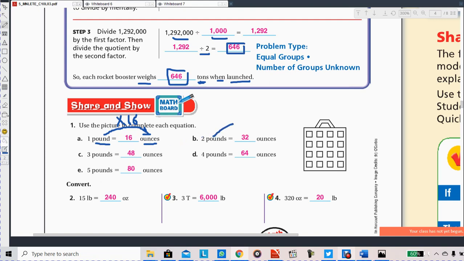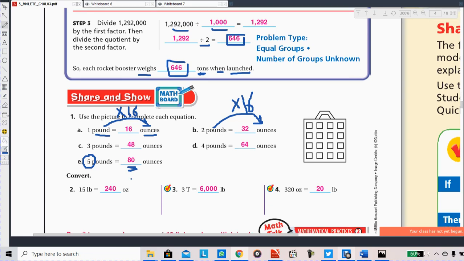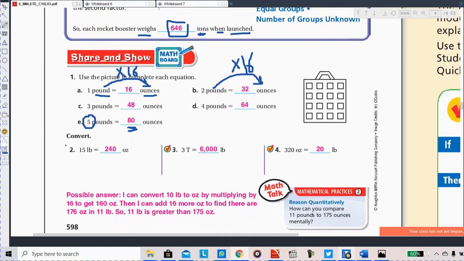Okay, and the same here. Each time we convert from pounds to ounces, we multiply by 16. So all of them are the same way. Multiply the number by 16 to get the answer. Okay, now convert 15 pounds equal how many ounces?